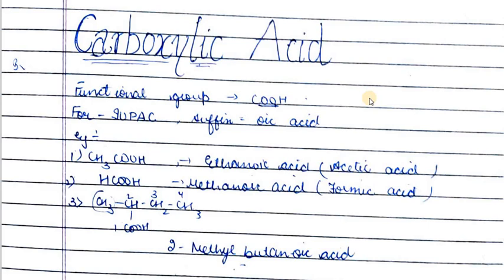Next topic is carboxylic acids. What are carboxylic acids? These are the organic compounds in which the COOH group is present. COOH is the functional group. And for the IUPAC name, we add the suffix oic acid.